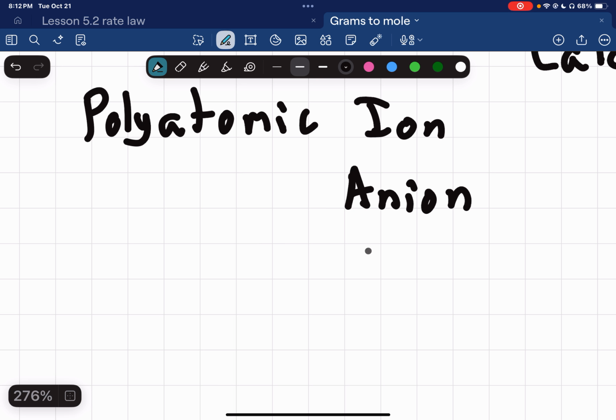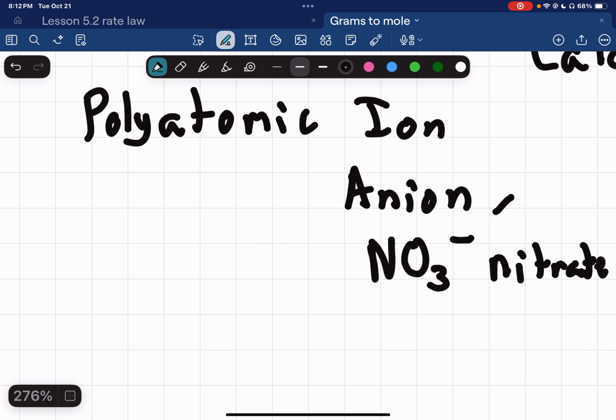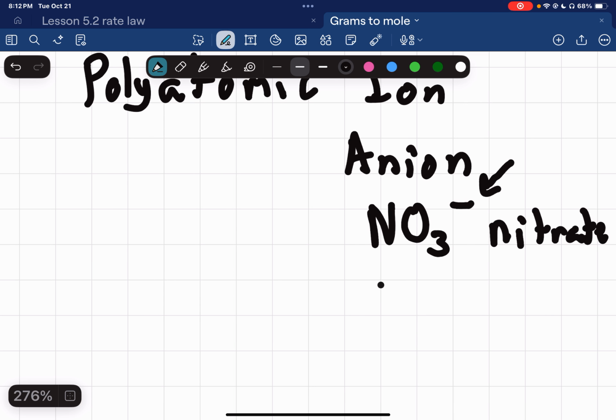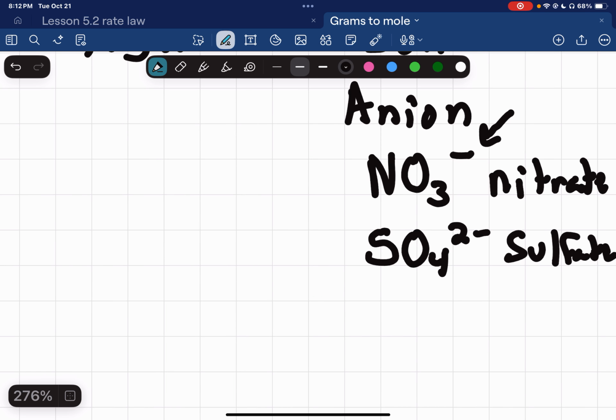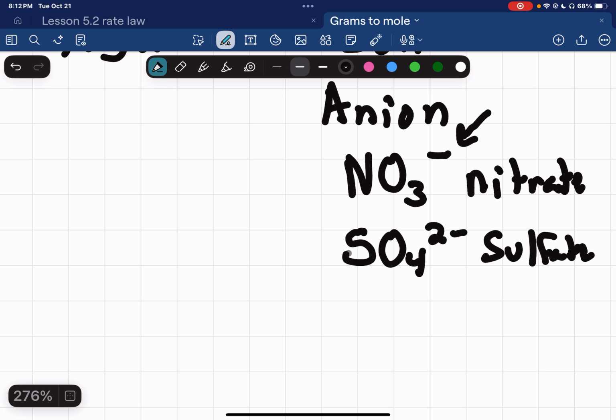But some of the more common ones that you'll see in my class will be like negative one, like nitrate, NO3, and it's negative by one. Should probably put the name next to it, huh? Nitrate. And like I said, it is an anion because it is negative by one. Other examples would be sulfate, SO4, 2 negative. Spell that, sulfate.